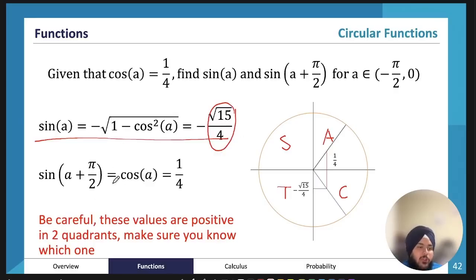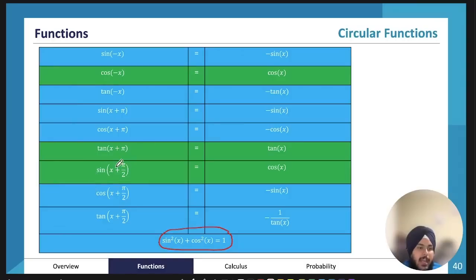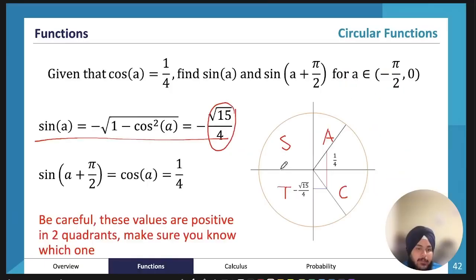And now if we look at the symmetry properties, sine of x plus pi over 2 is equal to cos of x. So therefore this should be equal to cos of A, which is equal to 1 over 4.